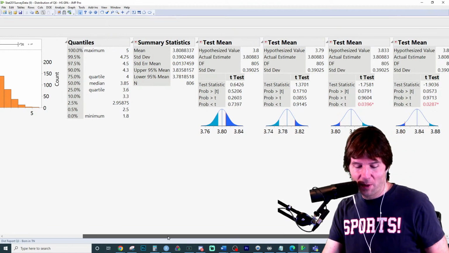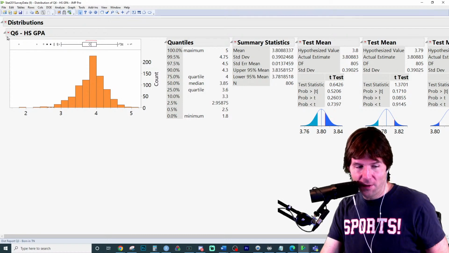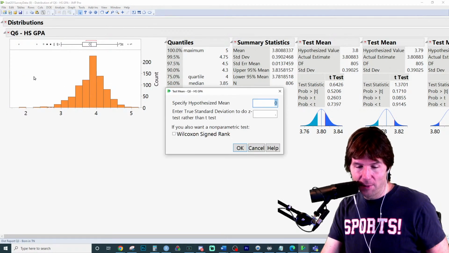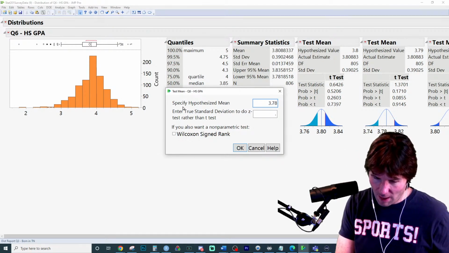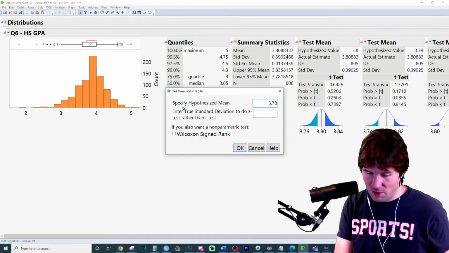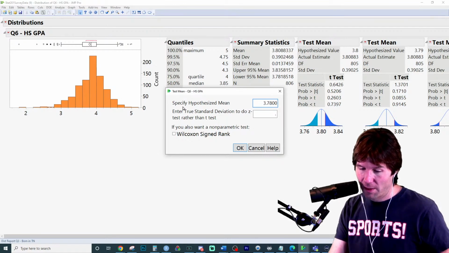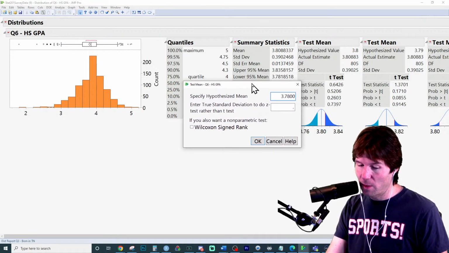You're ready, one last question right here. What about if I test, and I think you'll get this, the value of 3.780? What do you think the p-value for this is?